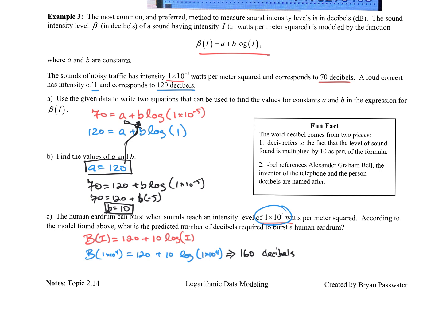All right. Now let's read the fun fact. I actually really enjoy this one. This is good. All right. Fun fact: the word decibel comes from two pieces. Number one, deci refers to the fact that the level of sound found is multiplied by 10 as part of the formula. Two, Bell references Alexander Graham Bell, the inventor of the telephone, and the person decibels are named after. That's beautiful. All right, I never knew that. Yeah, there's a good nugget for you. There you go.